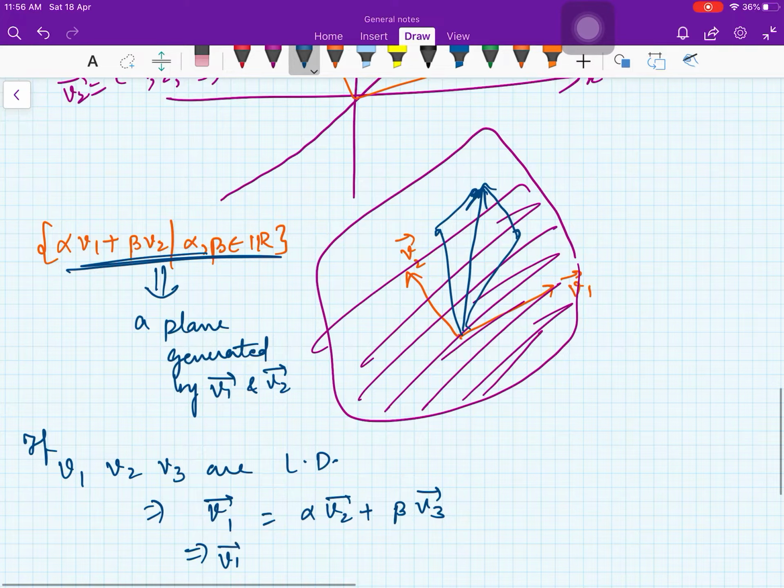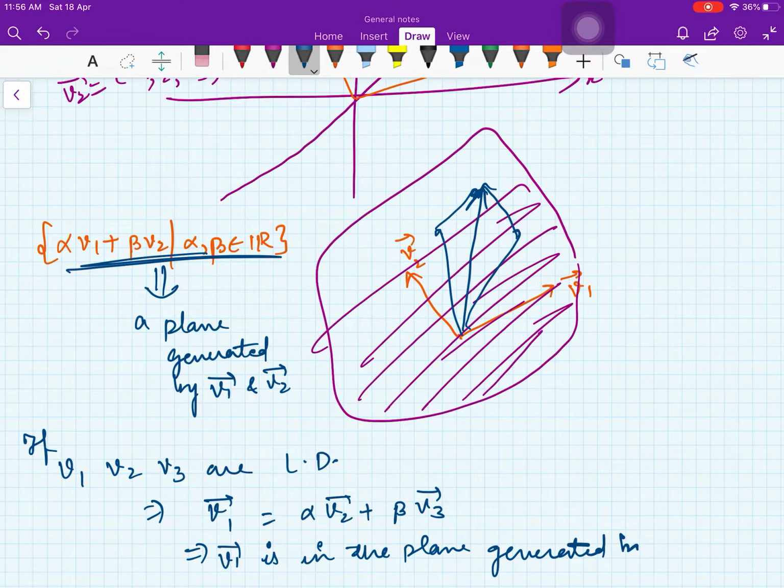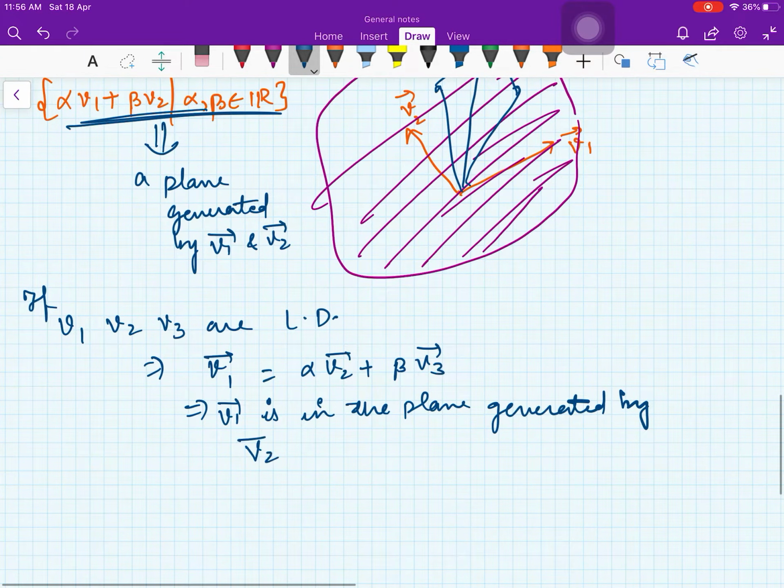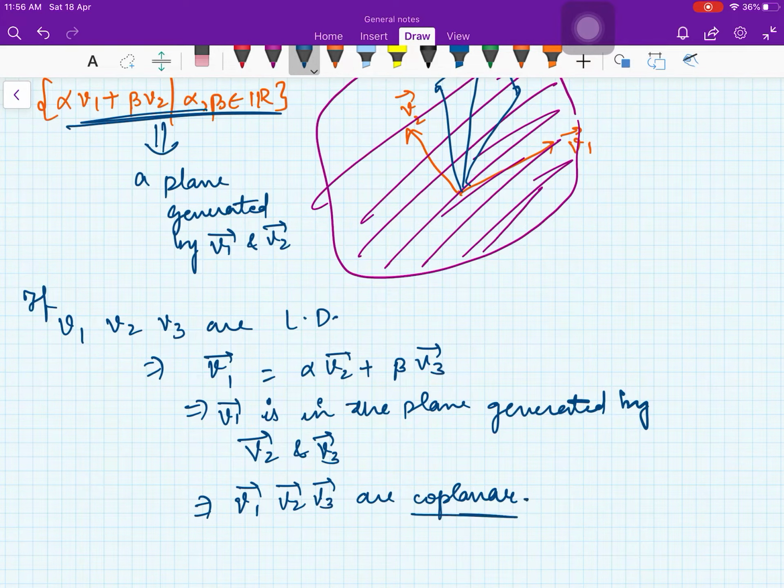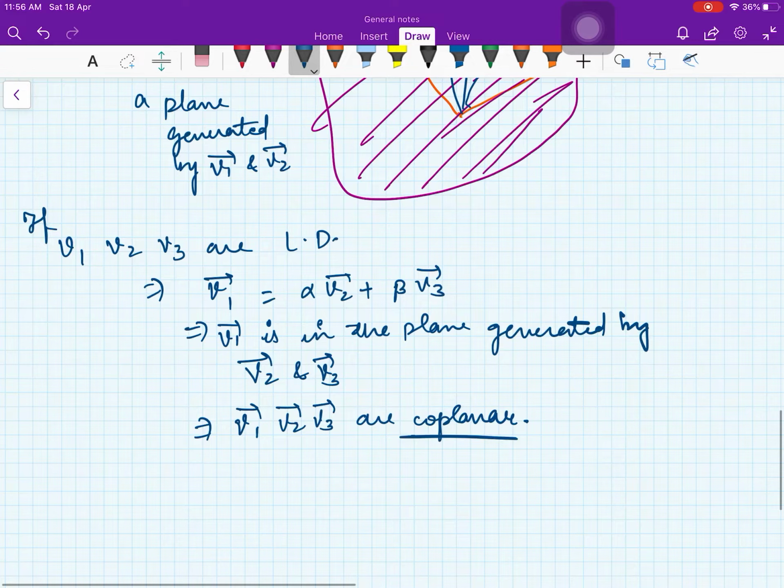Now if v1, v2, v3 are linearly dependent, it means that one of them, say v1, is alpha times v2 plus beta times v3. It means that v1 is in the plane generated by v2 and v3. It means that v1, v2, v3 are coplanar. So this is the terminology we use.